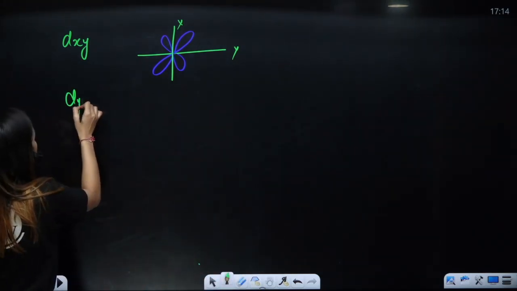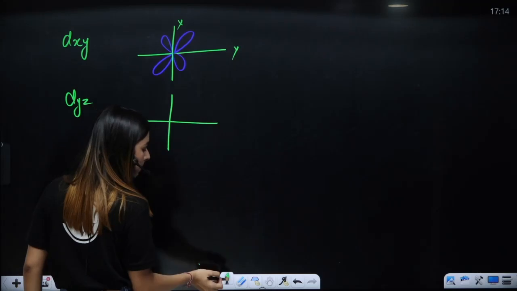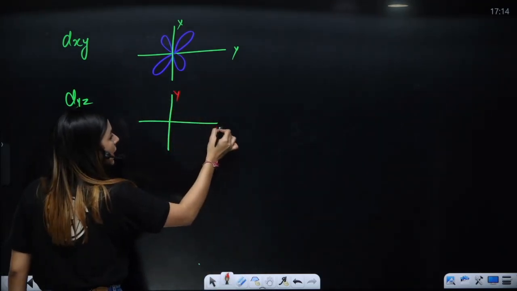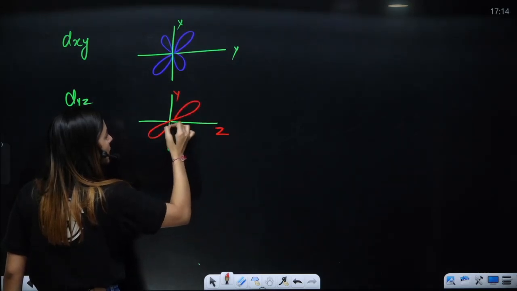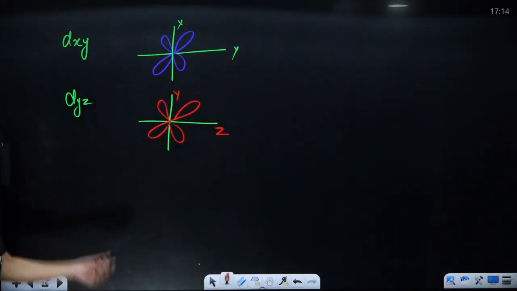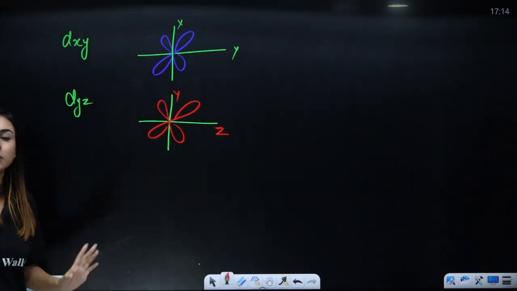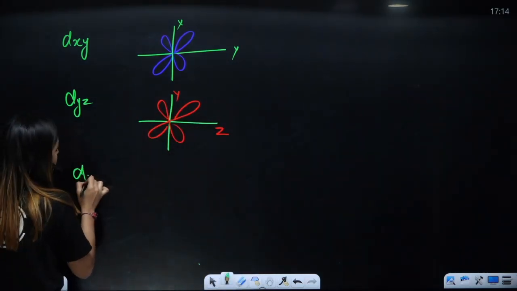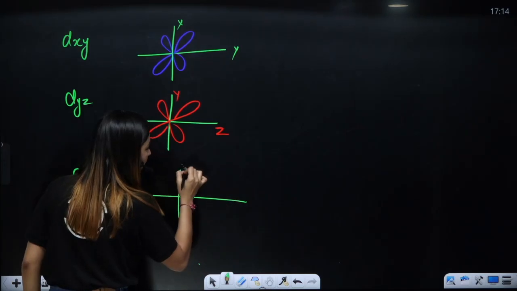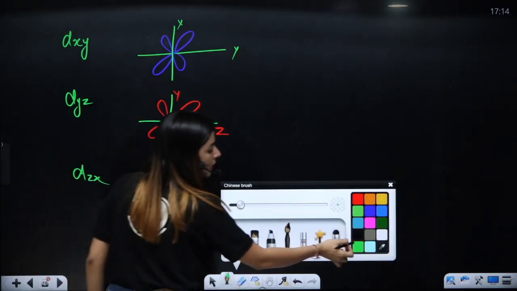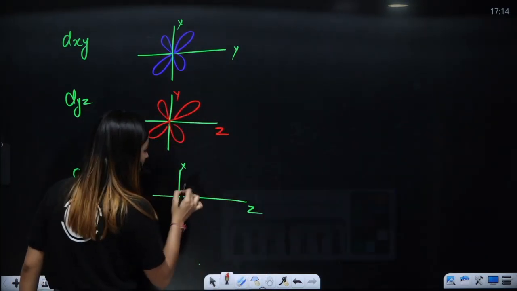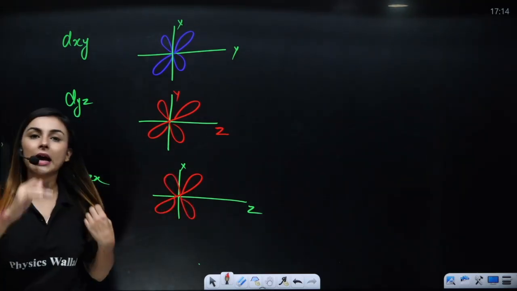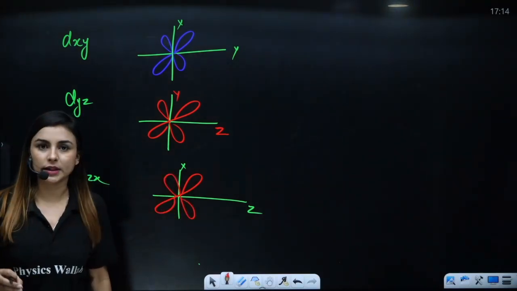For DYZ, the shape would be something like this. This would be, let us say, Y axis and this would be Z axis and this will be in between the axis again. Right? The two axes are written here. It will be in between. Next, my dear students, DZX. Okay, so you will have x axis and z axis, and the shape would be in between the axis. Okay, yes. These three orbitals have the electron density in between the axis.